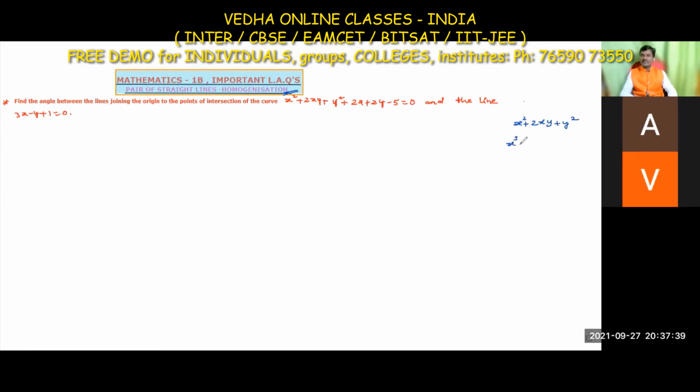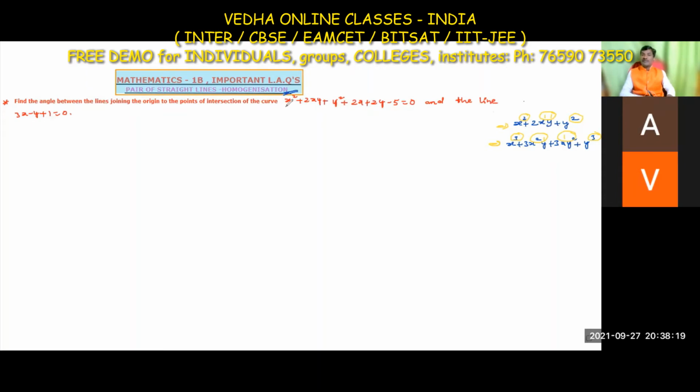If you take this equation, x cube plus 3x square y plus 3xy square plus y cube, these are homogeneous equations. Homogeneous equations means the variable powers are equal. Here x power 2, x power 1, y power 1, total is 2 in this term. In this term also y power 2. In the other equation, x power 3, x power 2 y power 1, total is 3. Here x power 1, y power 2, total is 3. Here also total 3. These two are homogeneous equations.